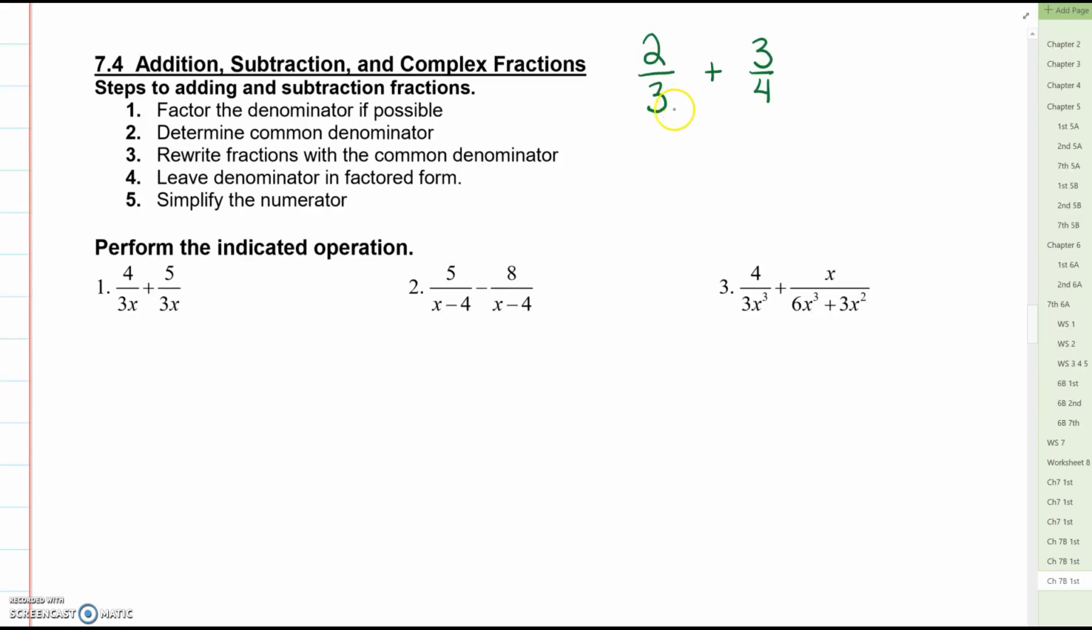With fractions, the bottoms have to be the same. You have to have a common denominator. So think about 3 and 4. What number pops into your head? Could we multiply by something to change that 3 into a 12? So 3 times what gives us 12?